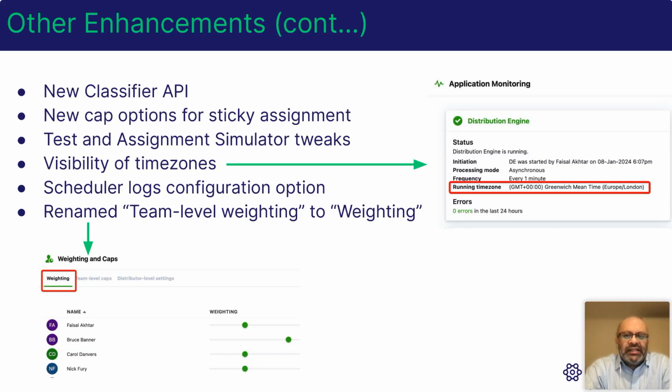We've renamed the team level waiting tab to waiting to avoid any confusion, as waiting is set at the team member level, but performed at a distributor level. And that brings us to the end of our new features and enhancements in Meerkat.